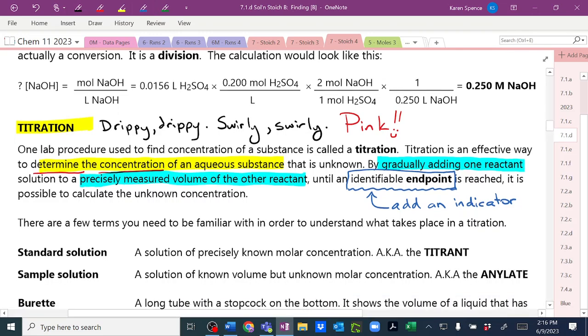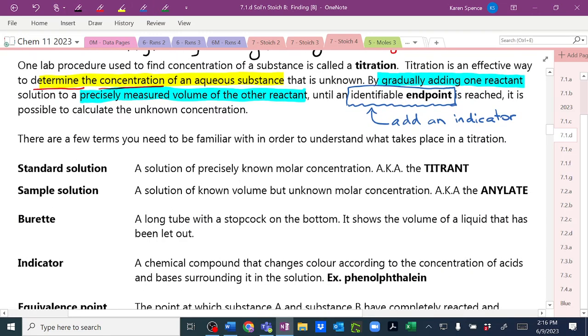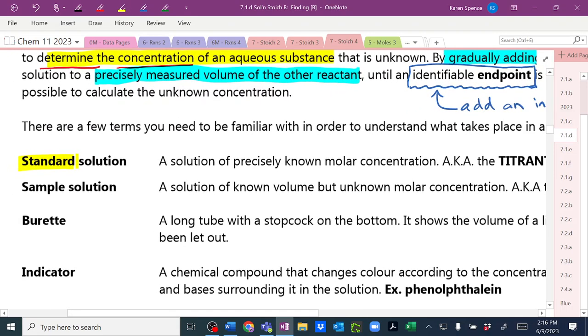So here are a few terms that you need to know. You need to know the term standard. A standard solution is the one that has a known concentration. So the standard is the known concentration. Is that substance A or is that substance B? That is substance A.